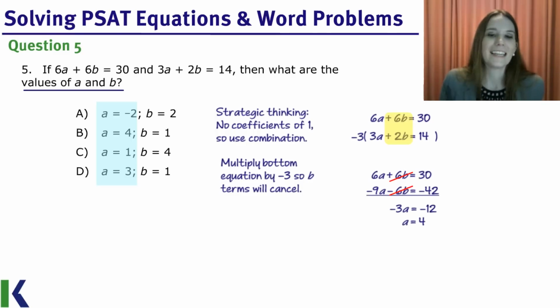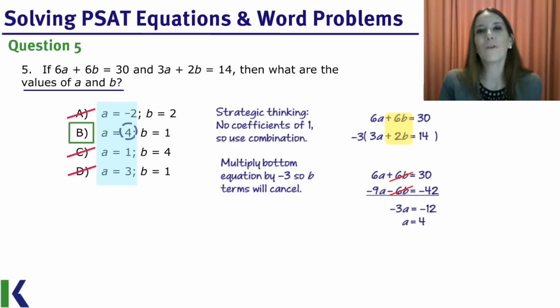And now we can see that A equals 4. Because we strategically solved for A, we are done. Answer choice B, we don't have to do any more work here. And I see that is overwhelmingly the answer that we were favoring there in the poll.